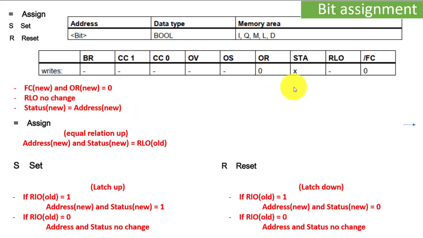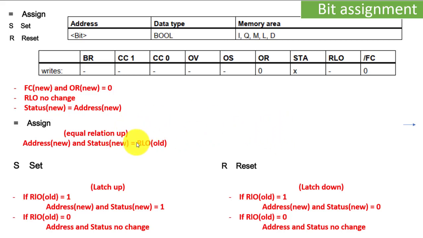And finally, they all reflect the new value of their address in the status bit for us to see while monitoring the program. Now let's talk about the differences. These instructions differ in how they treat their address.